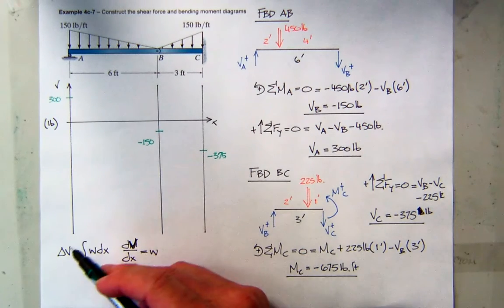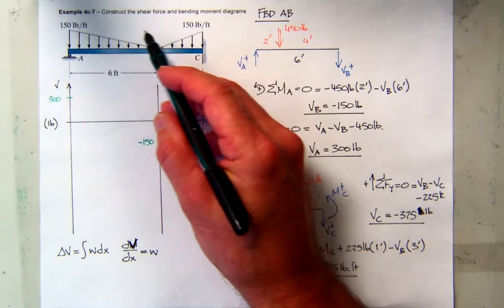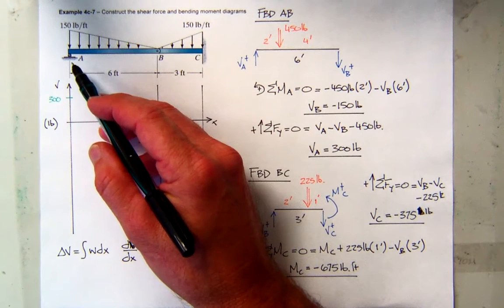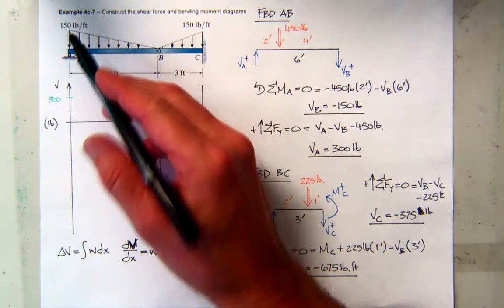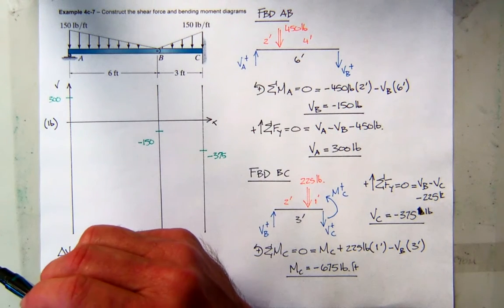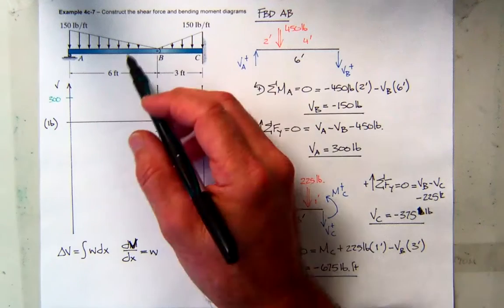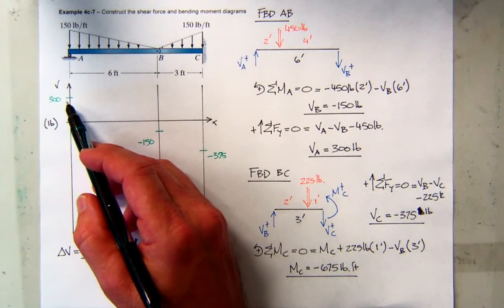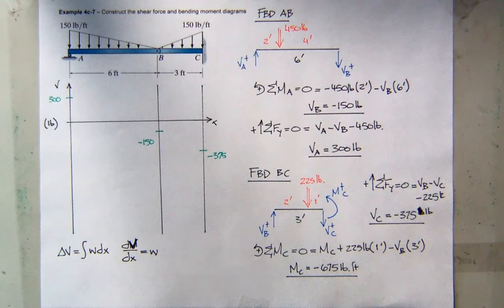So what is the change in shear over the first 6 feet? It would be the area under the load curve on the first 6 feet, which is what? It's a triangle, 1/2 base, 6, times height, 150. That's 450. Is the loading positive or negative? Negative. So 300 minus 450 is 150. Hey, that's good. I like that.